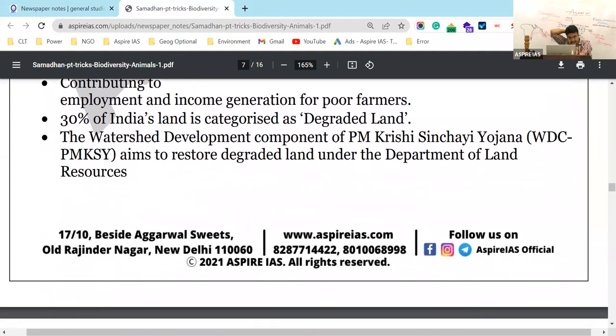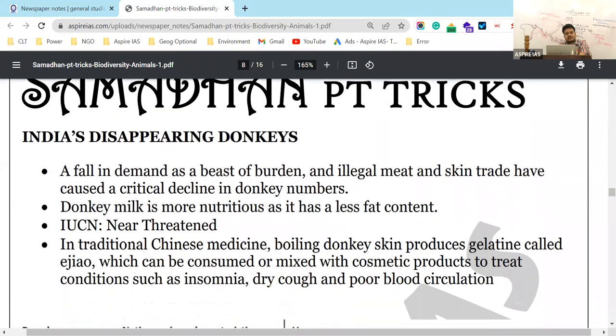30% of India's land is categorized as degraded land and it is a part of Pradhan Mantri Krishi Sinchai Yojana. Bahut achha news hai cactus.